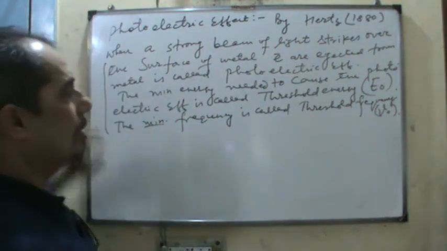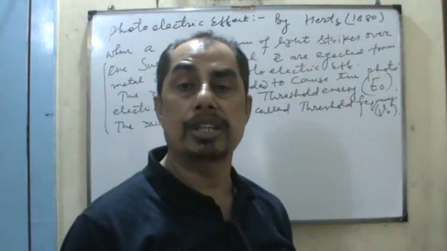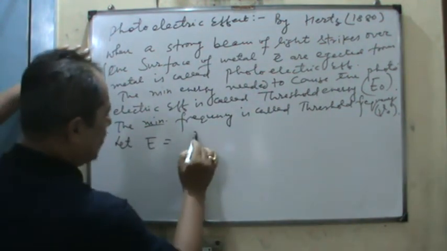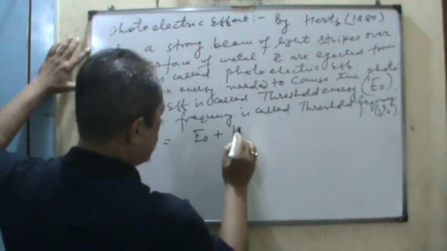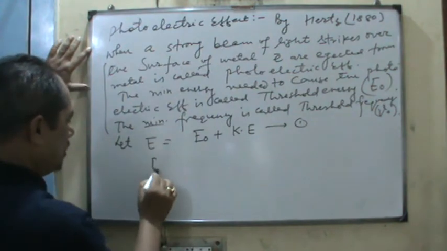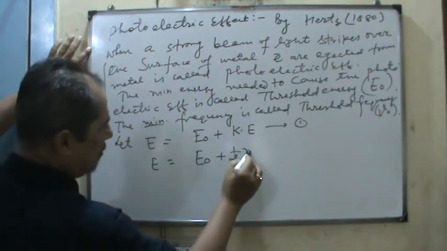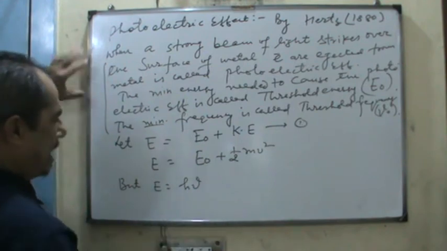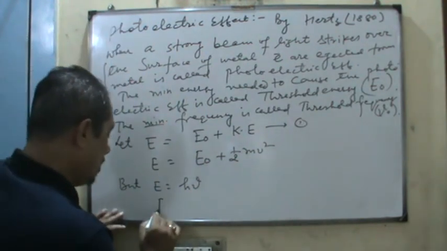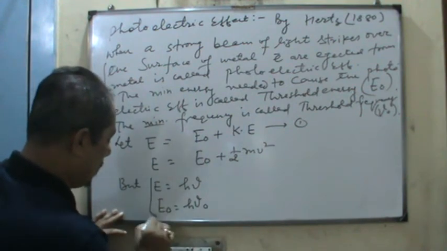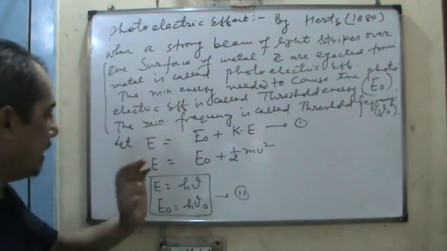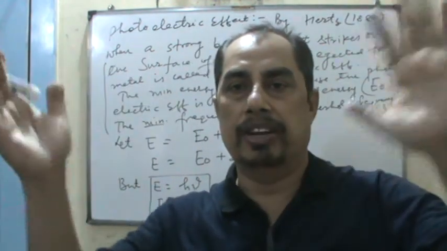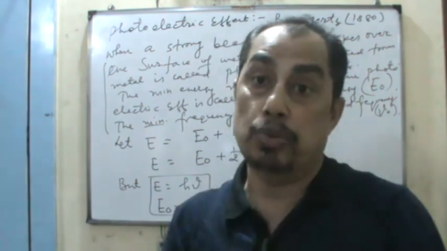During the photoelectric effect, not only the energy but kinetic energy is also involved. Let E be the total energy including E naught plus what energy? Kinetic energy. So E is equal to E naught plus half mv square, but E is equal to h nu from Planck's quantum theory. So E naught is equal to h nu naught. Say these two are taken in equation second. According to Planck's quantum theory, energy is directly proportional to the frequency of light. More the frequency, more the energy, but lesser the wavelength.